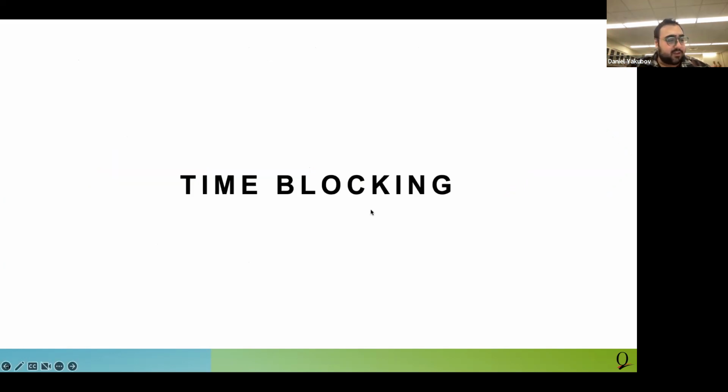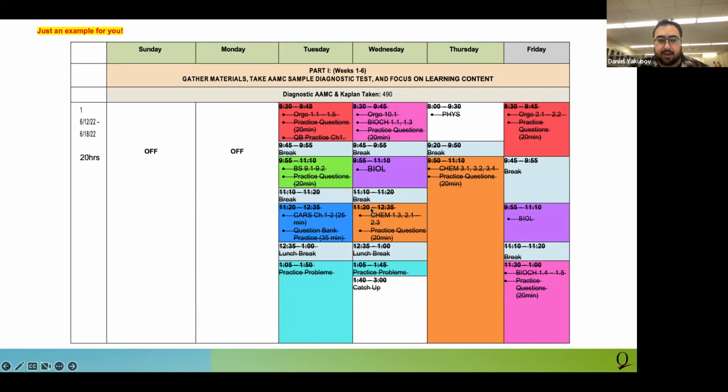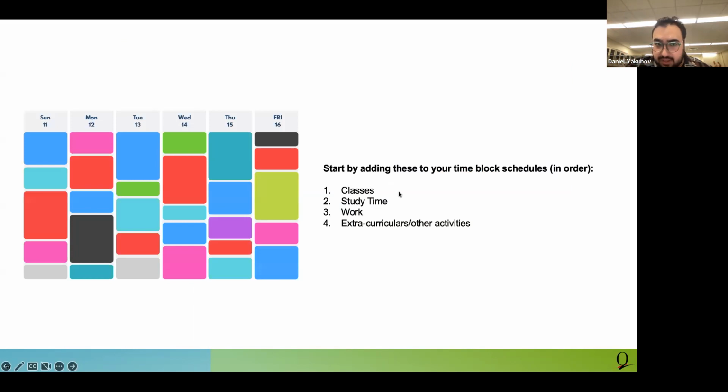The other thing I wanted to mention briefly is time blocking. All right. So essentially making yourself a schedule where you block out time for your studying. All right. Your time blocking should include classes first. All right. Your study time second, and then your work and extracurricular stuff.